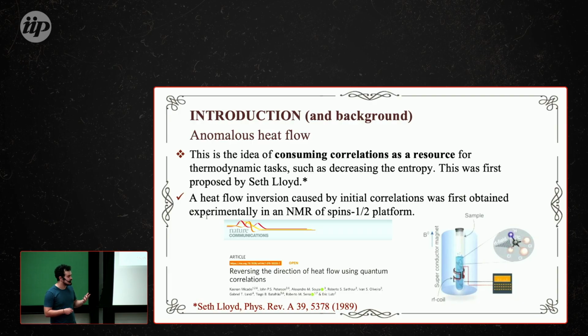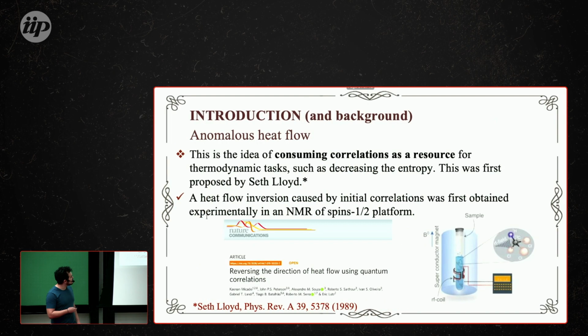We have a refrigerator that makes the heat go from cold to hot, but we are consuming work. Here we are just consuming correlations. At least as far as I know, this was put forward first by Seth Lloyd, and this was experimentally made for qubits in an NMR setup in CBPF.